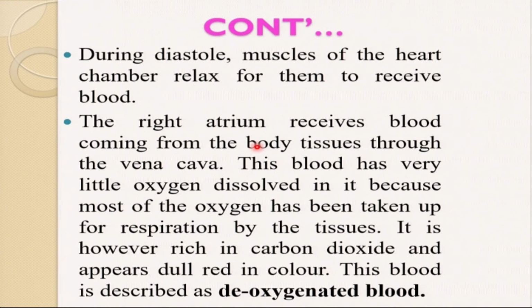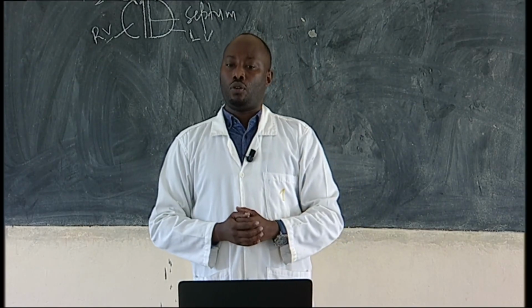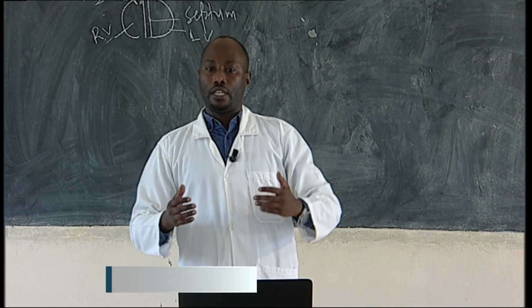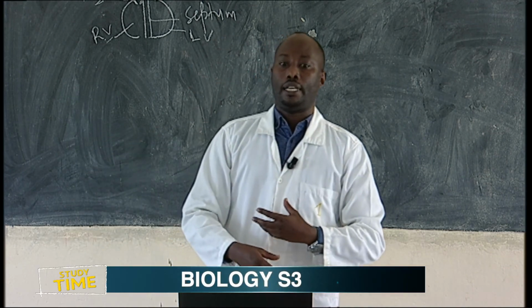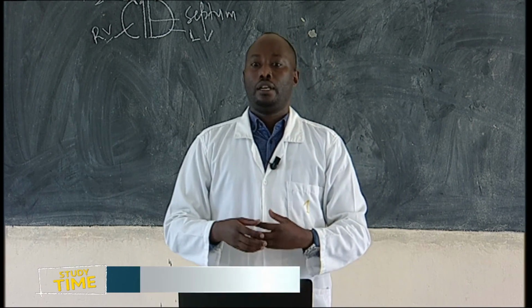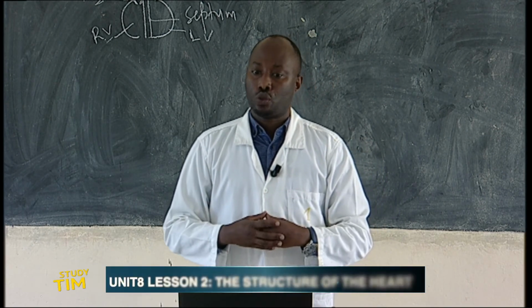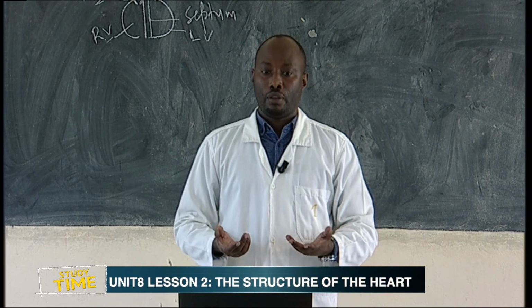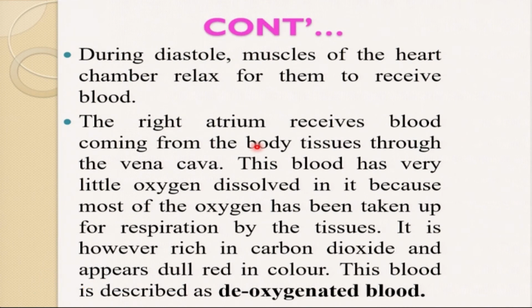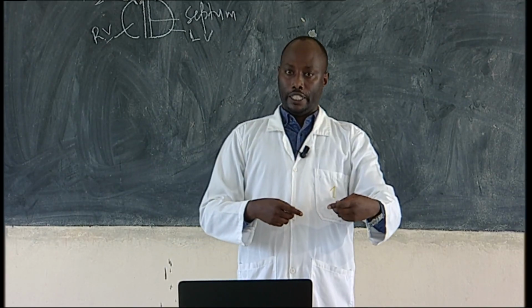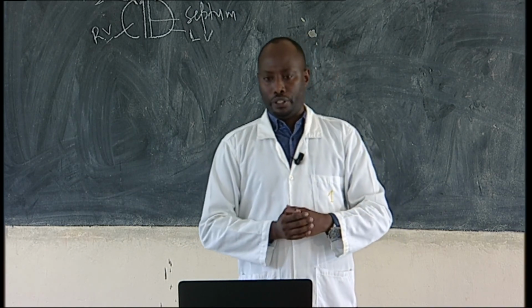And when do the muscles of the heart relax? Student, the muscles of the heart relax during the diastole cycle. And this blood has very little oxygen when it is coming into the heart. When the muscles are relaxed, the blood must have less oxygen dissolved in it, because most of the oxygen has been taken up during respiration, where the oxygen is consumed by the cells to carry out their metabolic processes.